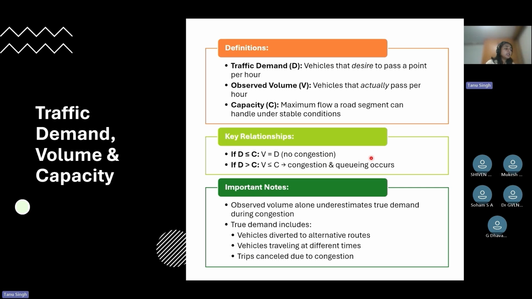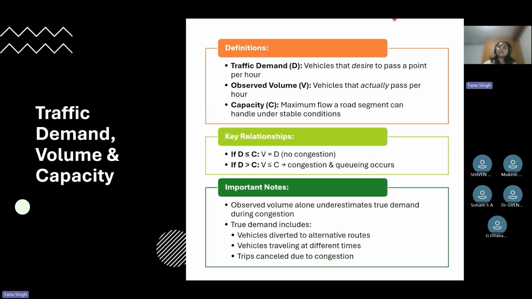Then the observed volume is what actually passes through the road. Sometimes not everyone who wants to go can actually do so. Third is the capacity. The capacity is finally the maximum number of vehicles a road can accommodate under stable conditions. So it is a road's physical limit.